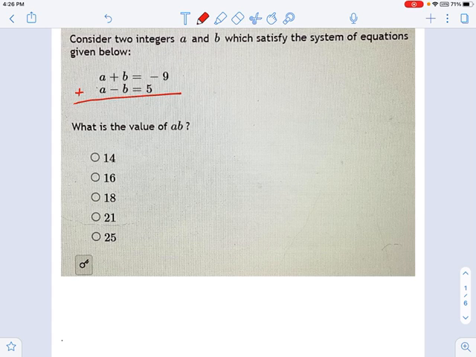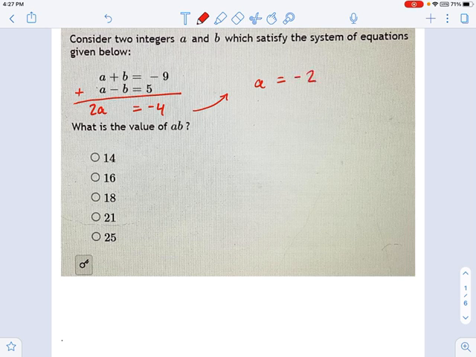Okay, so if I add these up, look what I get. A plus A is 2A. B minus B, that's nothing. So those cross out. And negative 9 plus 5, well, that's going to be negative 4 from the looks of it. So 2A equals negative 4. That's easy to solve. That just gives us A equals negative 2. I divide each side by 2.